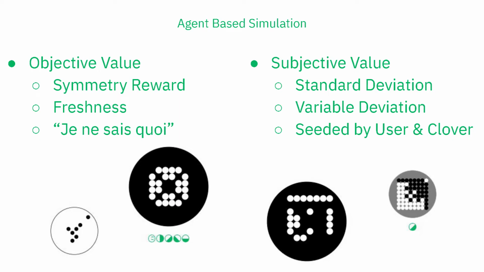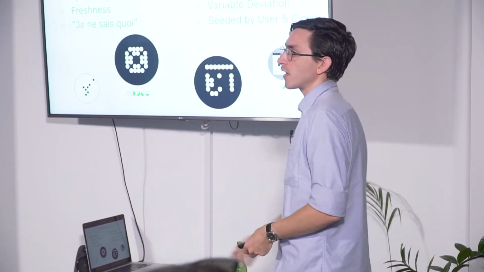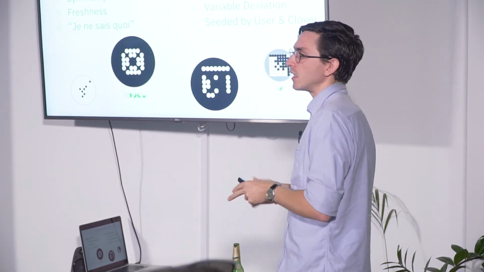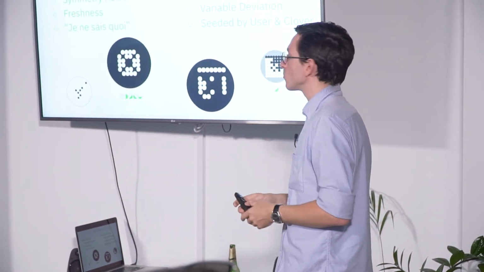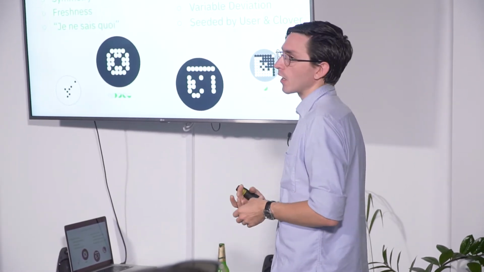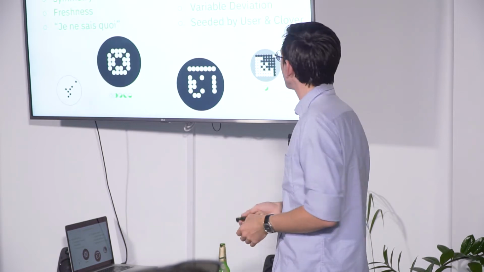We also seeded the randomness of the standard deviation by the user ID and the clover ID, so that if you encounter a clover once and you decide not to buy it, you might encounter it a second time, and your evaluation of it compared to the other one will be consistent, even if the other one's value has increased or decreased. Which was, I think, a really exciting way to think about value evaluation in any system.